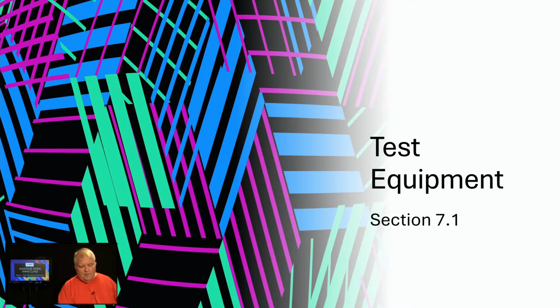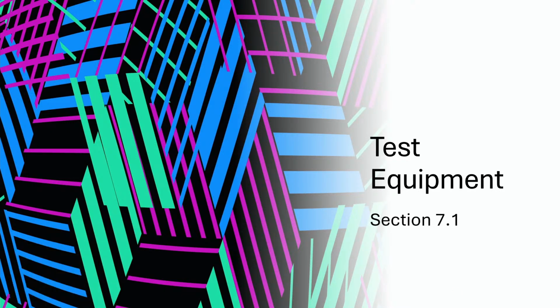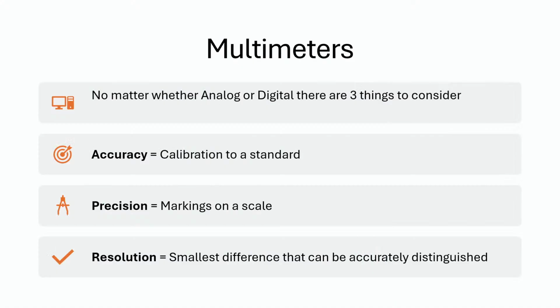All right, test equipment, we're going to breeze through this. This could easily be a semester-long course in college, but know about, for example, with multimeters, no matter whether you have a meter that is analog or digital, there are three things that I want you to consider. The accuracy of the meter. Has the meter been calibrated to a standard so that it's traceable? Is it precise? Can you look on markings on a scale and say, okay, I can see the difference? Or are there a number of digital readouts so you can see the difference? And then the resolution, that's the smallest difference that can be accurately distinguished.